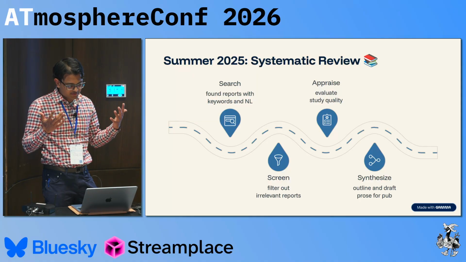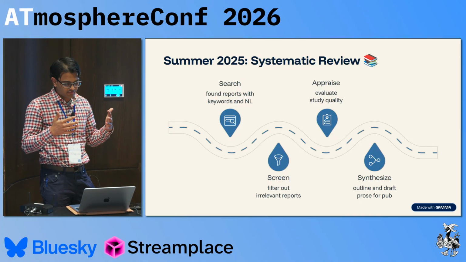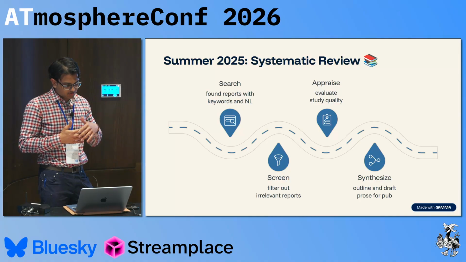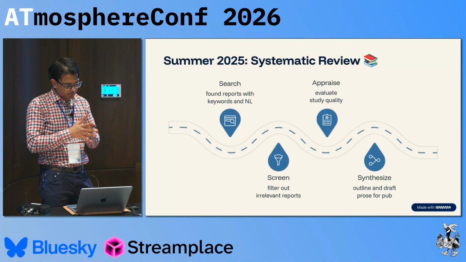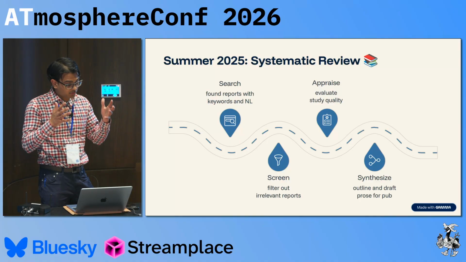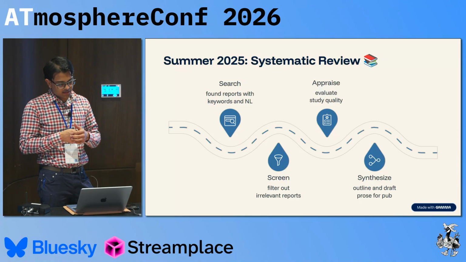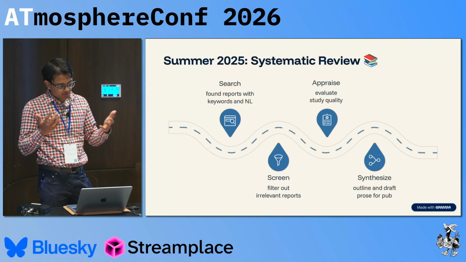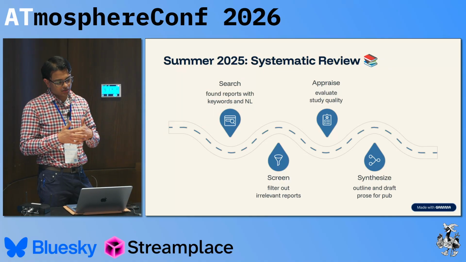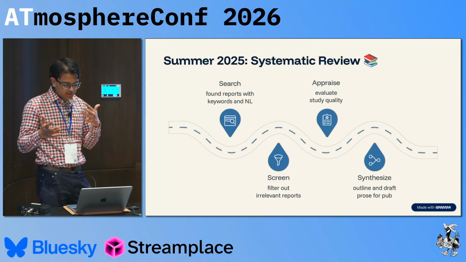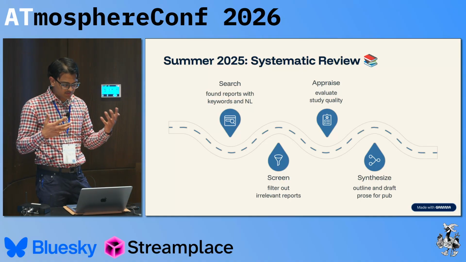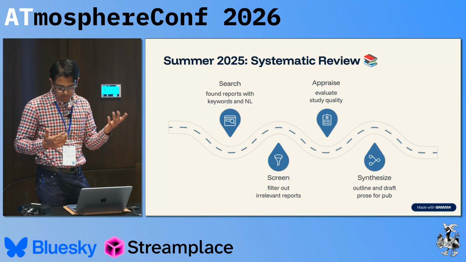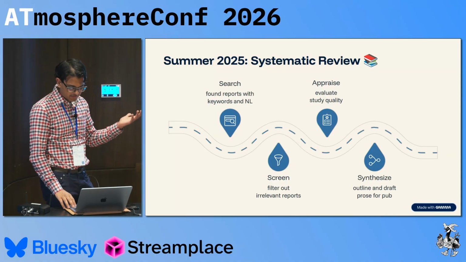And that involves 4 key steps, which is searching for relevant preprints and papers through keyword searches and natural language searches, screening for relevant reports, so from all the papers that you search for, which ones are relevant to your questions, and appraising or evaluating the study quality. After appraising for study quality, you might filter out a few more articles. And then you'll synthesize the evidence that you have into some sort of prose, which is suitable for publication. So this is what I've been working on for the past year.